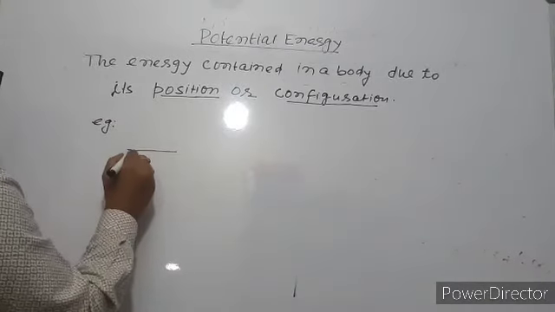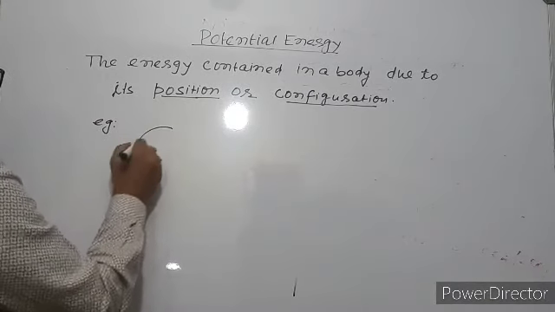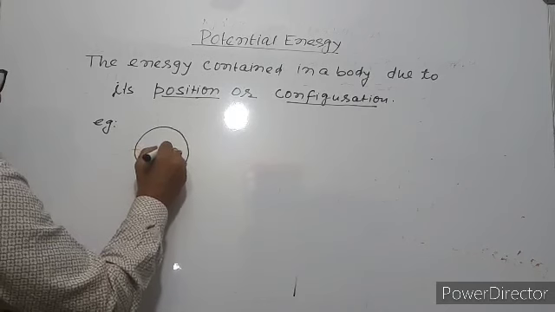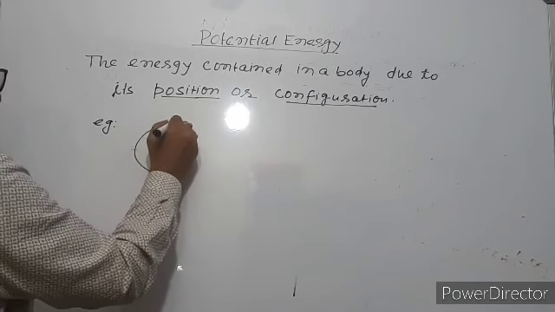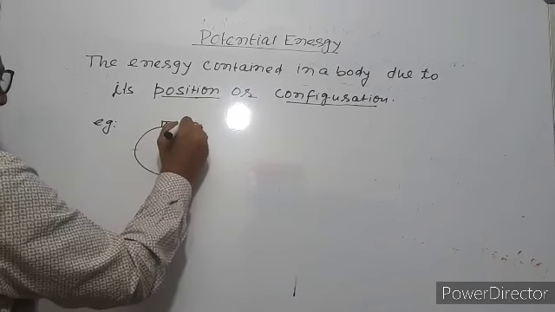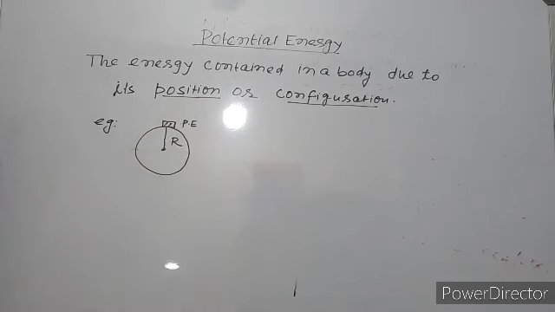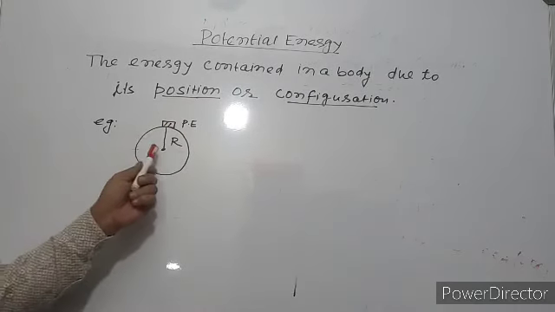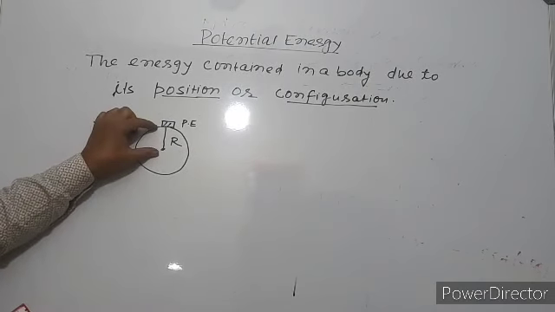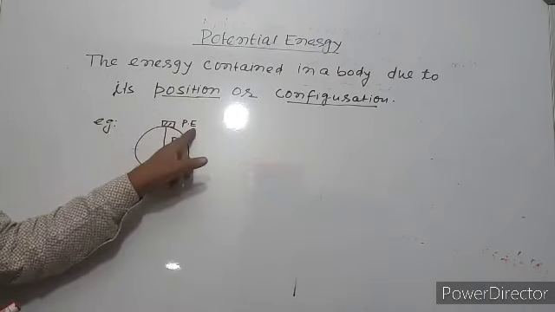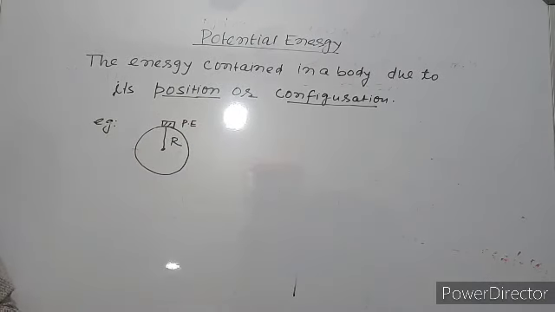suppose that there is a body on the surface of earth. Its radius is r. Here the body is kept. It has potential energy because its position from the center of the earth is at a height r, so it has potential energy because it has a certain position.